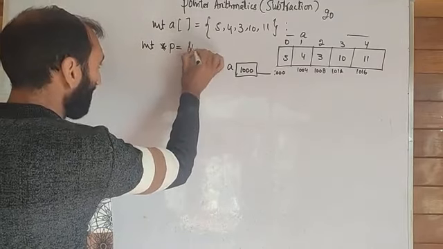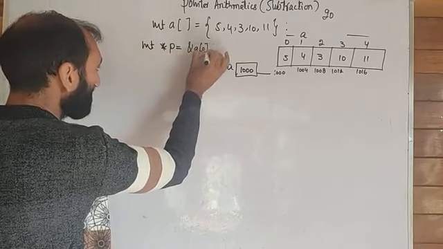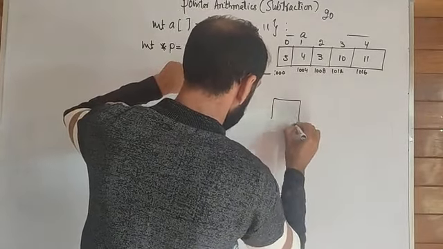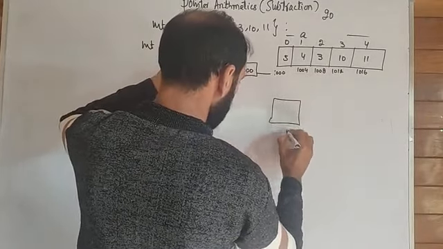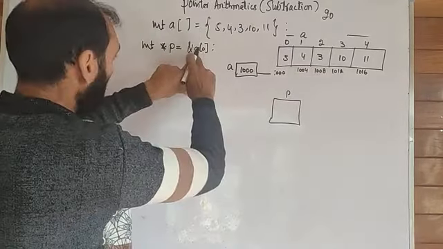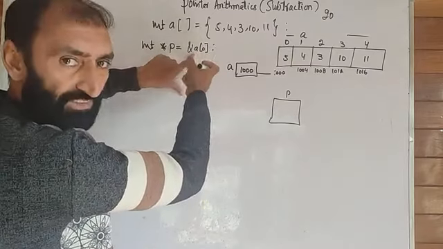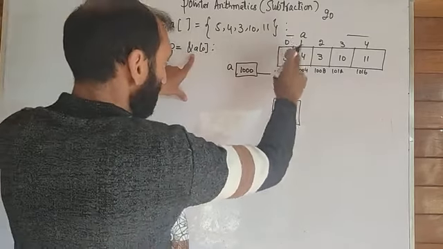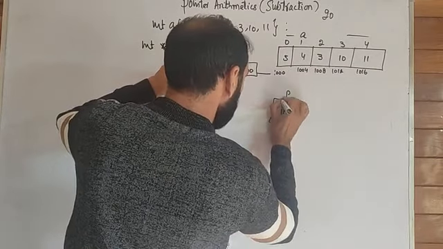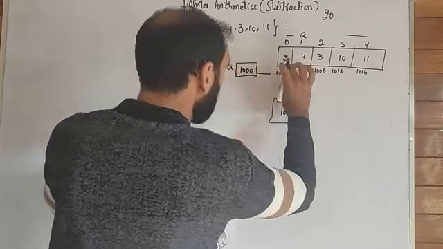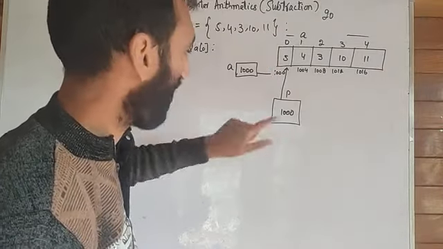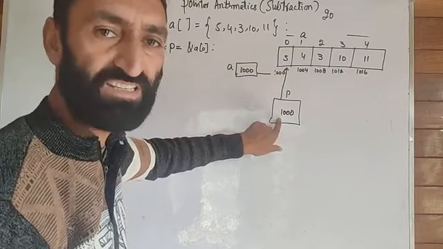Pointer P contains the address of A of 0. I have assigned the address of A of 0, say at address 1000. That means P is a pointer which points to the first location, the 0th location. P is a current pointer because it contains the base address of an array.